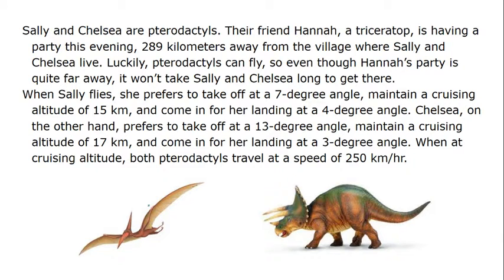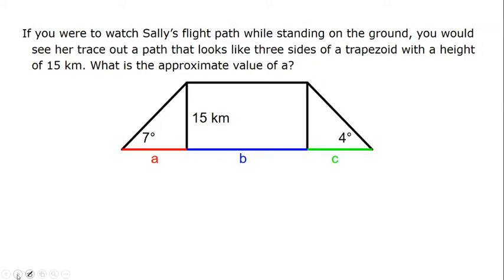When Sally flies, she prefers to take off at a 7-degree angle, maintain a cruising altitude of 15 kilometers, and come in for her landing at a 4-degree angle. Chelsea, on the other hand, prefers to take off at a 13-degree angle, maintain a cruising altitude of 17 kilometers, and come in for her landing at a 3-degree angle. When at cruising altitude, both pterodactyls travel at a speed of 250 kilometers per hour.